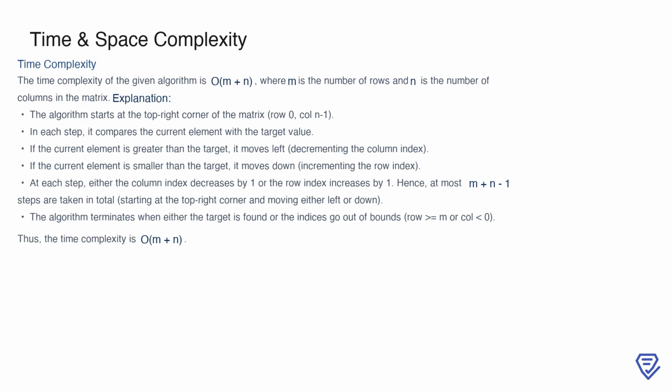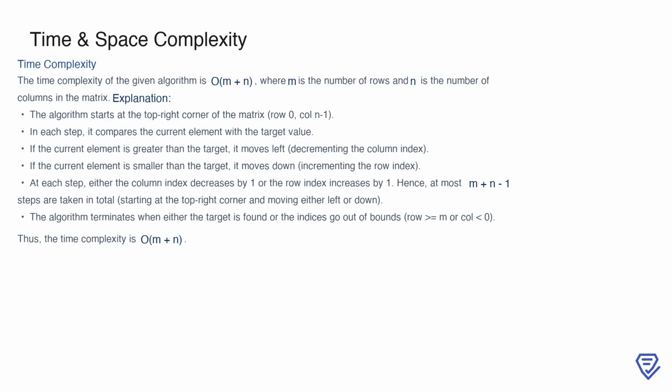Here, we analyze the time complexity of the algorithm, which is O(m + n). This is because the algorithm starts at the top right corner of the matrix and, in each step, compares the current element with the target value. Depending on the comparison, it either moves left by decrementing the column index or moves down by incrementing the row index. Importantly, each step reduces the search space by either a column or a row.